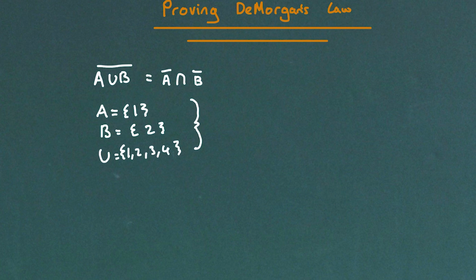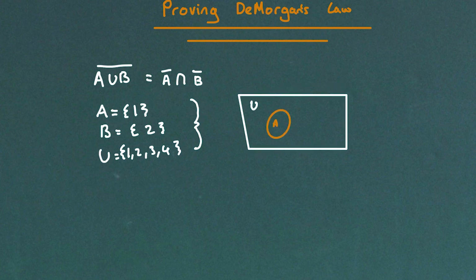Let's also draw the picture. The square box represents the universal set containing numbers 1 to 4. The orange circle represents set A, which has the element 1 in it. The pink circle represents set B, which has the element 2 in it. And the rest of the elements, 3 and 4, are inside of the universal set. Okay, let's see what's true about the elements.